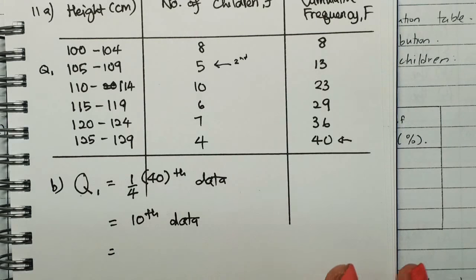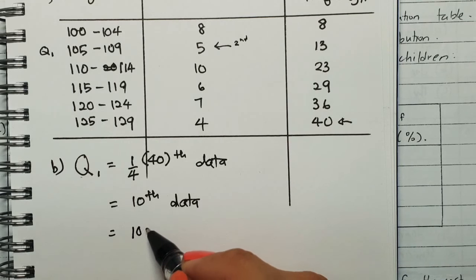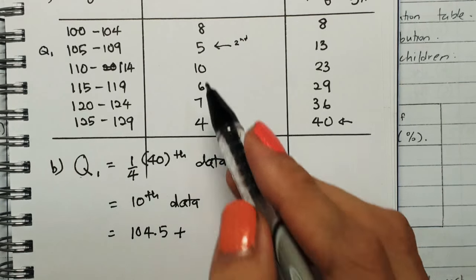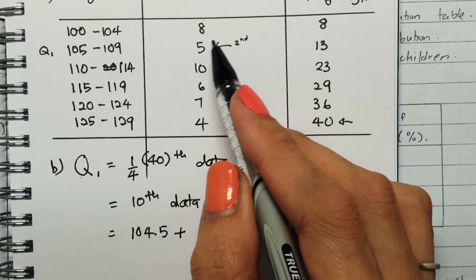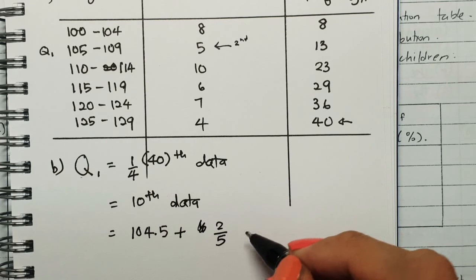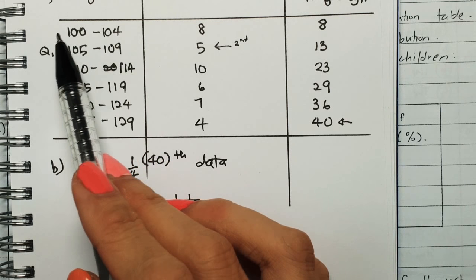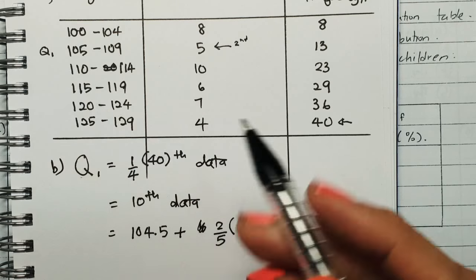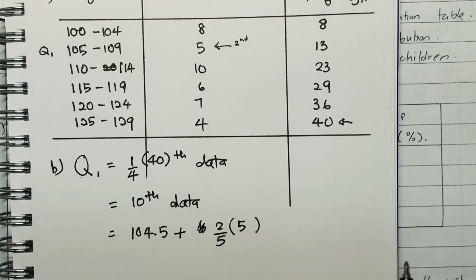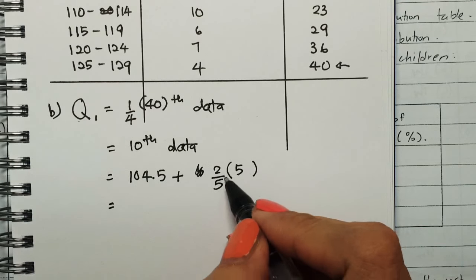Therefore, according to the formula, it will be the lower boundary of the class. In this case, it is 104.5 plus the position of the first quartile in this class. It's the second out of the 5 data, so 2 out of 5, and then we multiply by the class size. What is the class size? You take the upper boundary minus the lower boundary, so you have 5. Or you can see from 100 to 105, so the class size is 5.